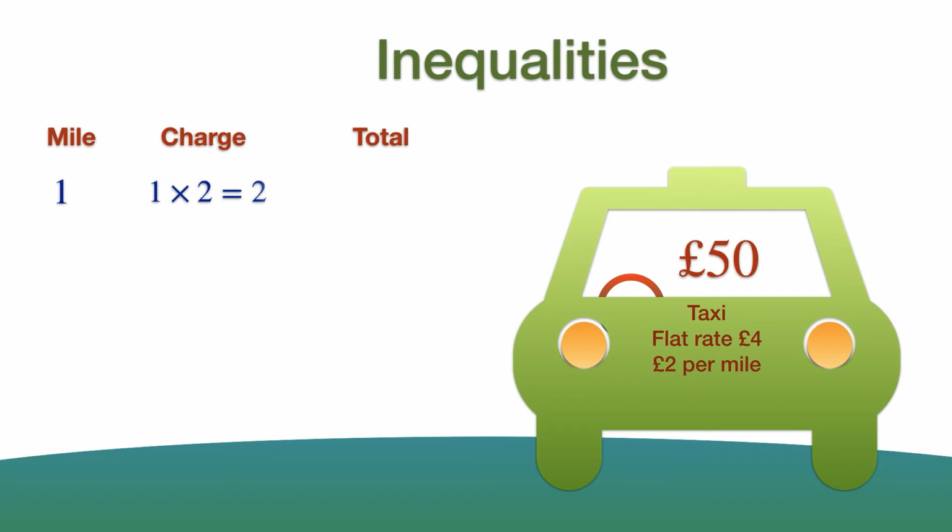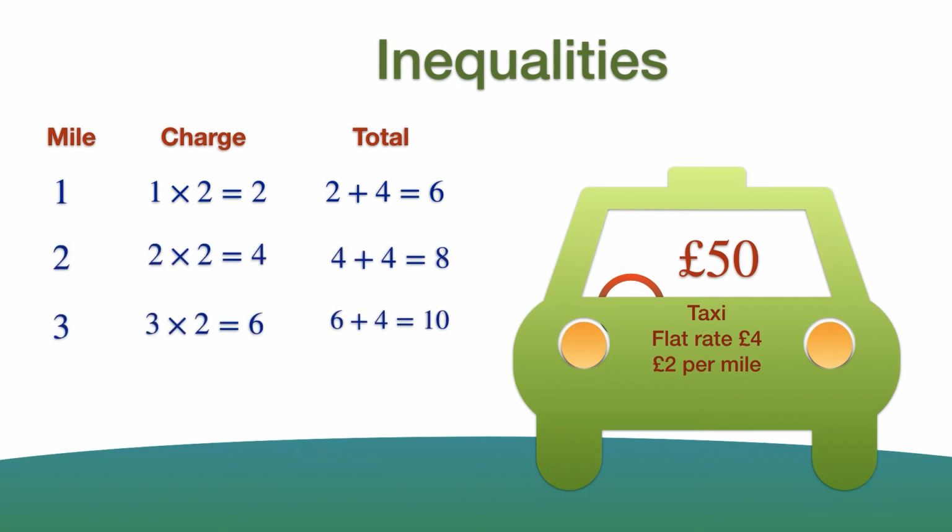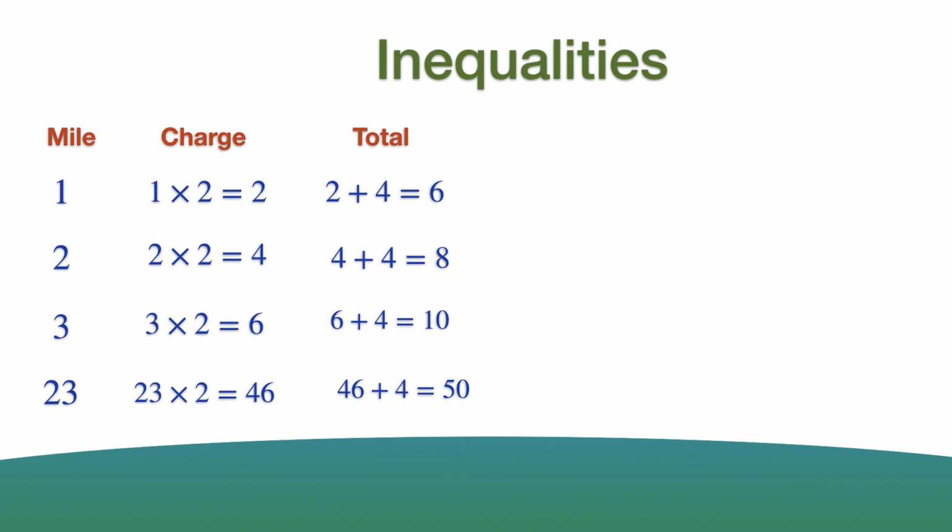If you travel 1 mile, you will pay £2 for 1 mile and a flat rate of £4, so the total charge will be £6. If your budget is £50, you can make that 1 mile journey without a problem. Similarly, it is also possible to make 2 and 3 mile journeys without a problem. In fact, we can make up to 23 miles of journey with that amount of money. However, we can also solve this problem much more effectively using inequality rather than guessing.